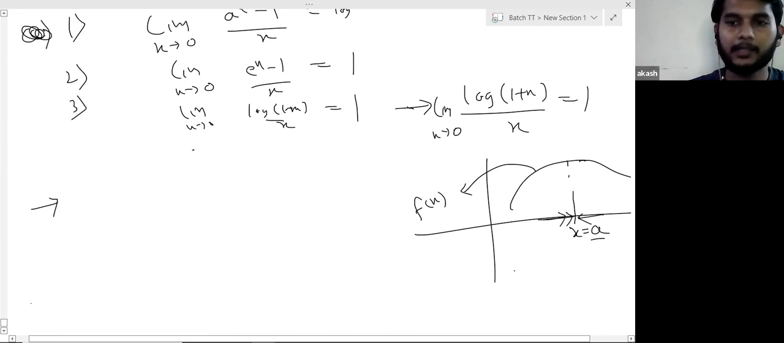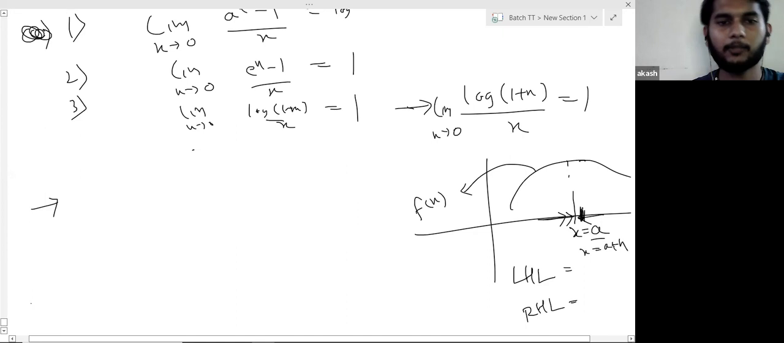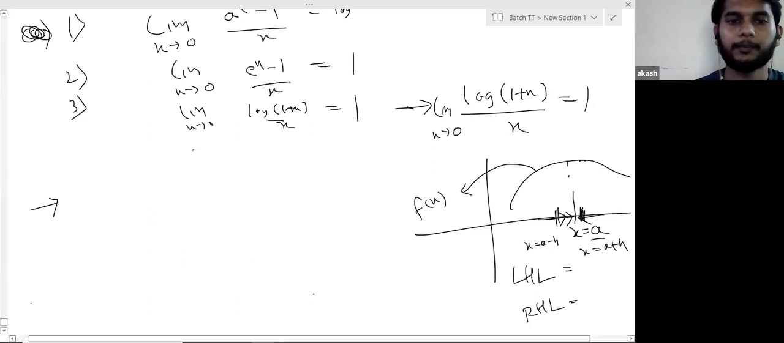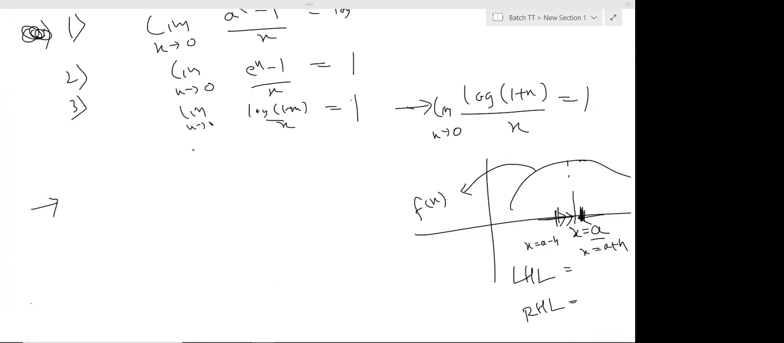When you come from the left side, this is called LHL. When you come from the right side, this is called RHL: left hand limit and right hand limit. When you are on the right hand side, x would be a plus h, a small increment in a. When you are standing at the left side, x can be a minus h. Is this clear? Yes or no? Both of you? Got it, sir. So this is what a limit is.